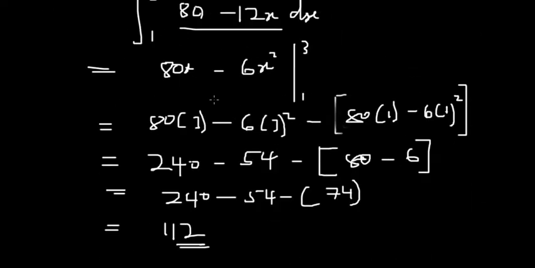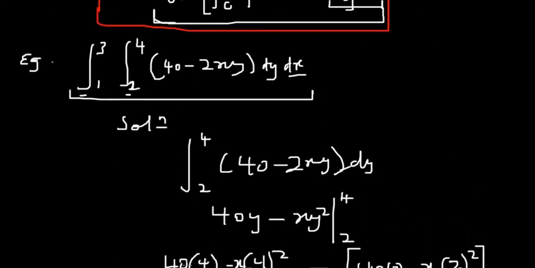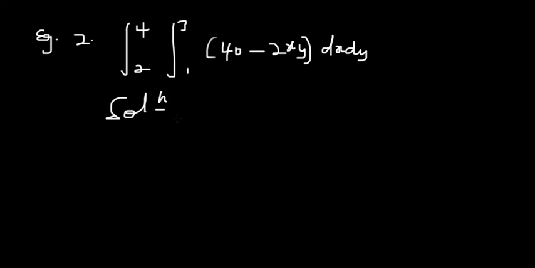The next problem will be a bit of a reversal of what you've initially solved. So this is the second question. We have the integral from 4 to 2, and then from 3 to 1, of 40 minus 2xy dx dy. You can notice that this is similar to the initial problem. So let's see how you go about solving it. You could either pause the video, solve it, and then verify the answer after you are done solving this problem.